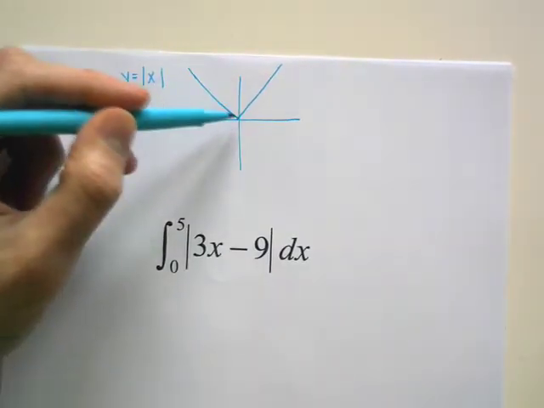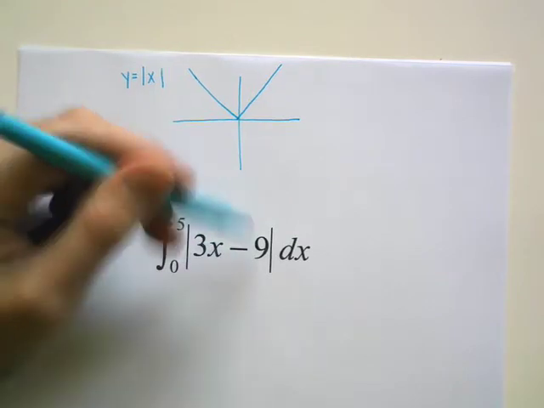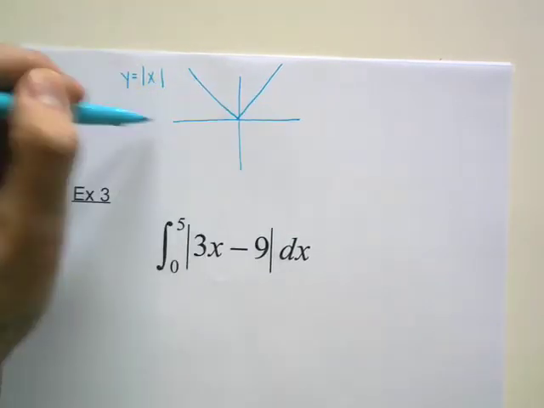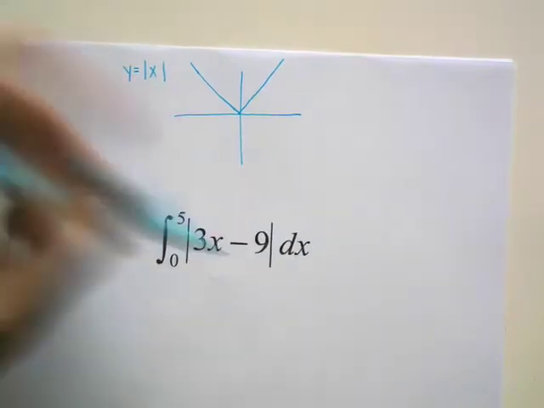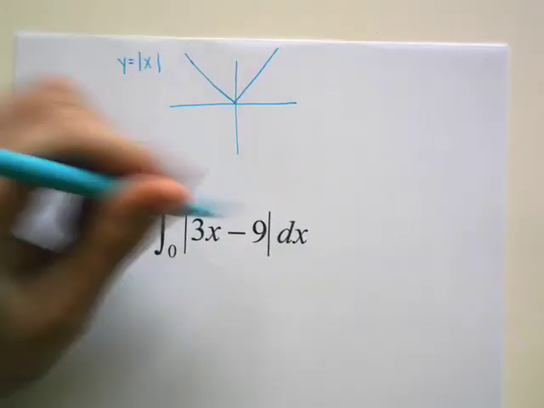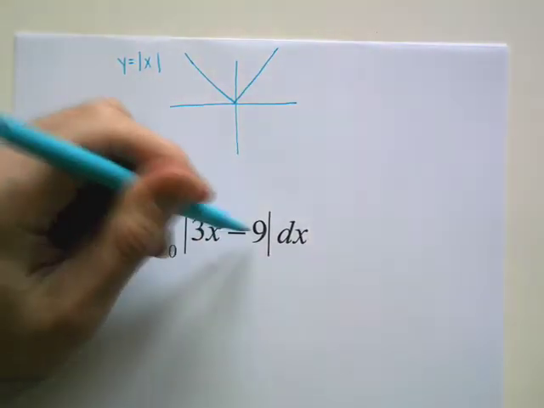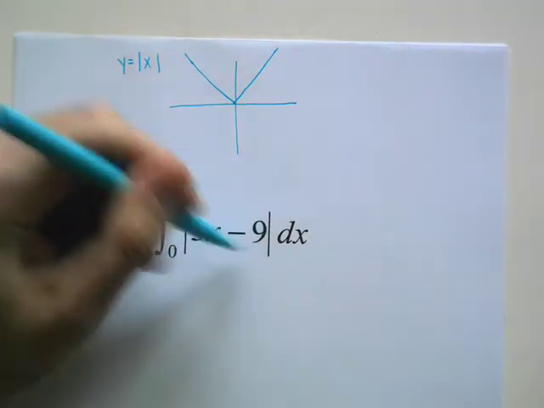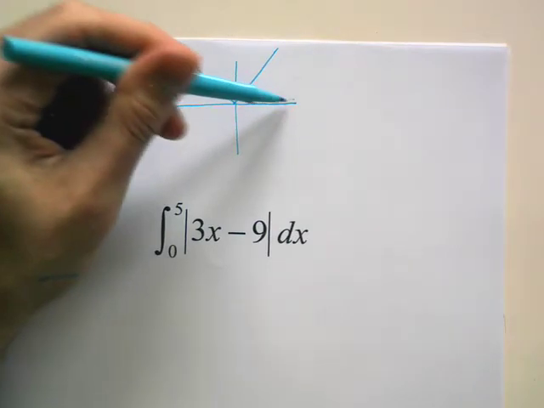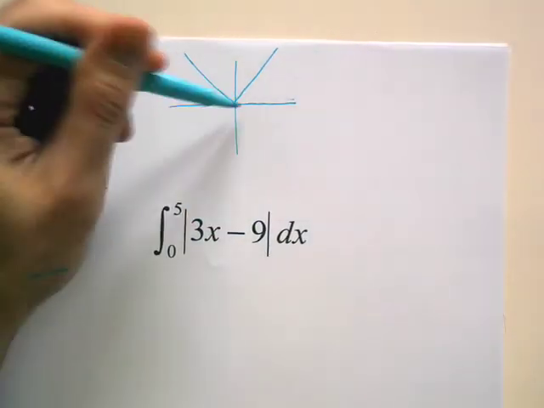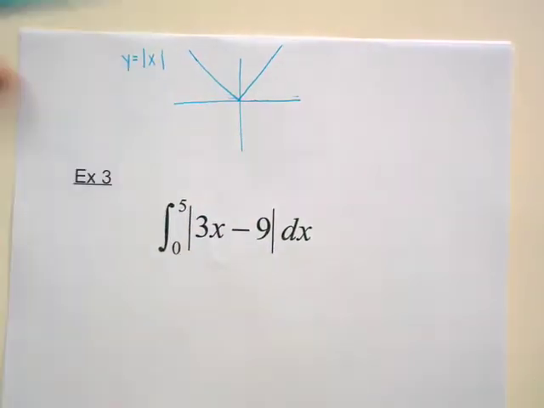Now that V, depending on what else is in here, can slide side to side, and it can slide up and down. So if you remember at all from previous math classes, graph transformations, this -9, for example, means that you're moving it some direction this way. If it was +9, it would be some direction this way.